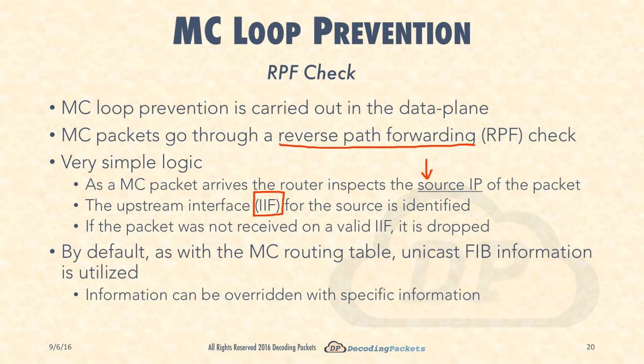So the router looks up this IIF, and if the packet was not received on that valid IIF, it is literally dropped. You will not be forwarding that packet anymore, and you will be killing the loop preemptively. By default, because of the way the multicast routing protocol works, the multicast routing table uses the unicast forwarding information base. We have discussed this before. And as we have discussed before, it's very easy to override this with specific information.